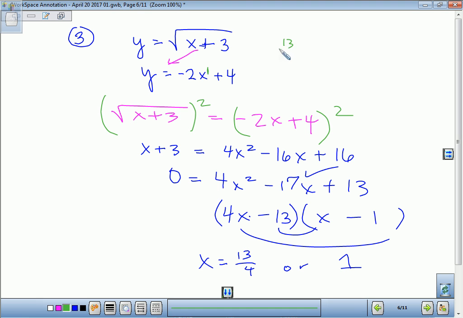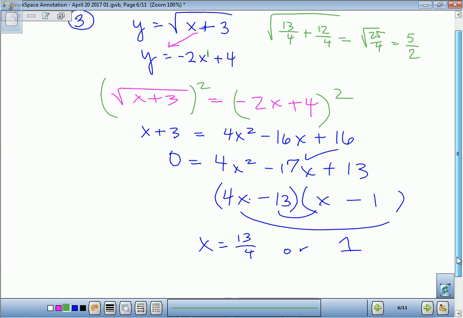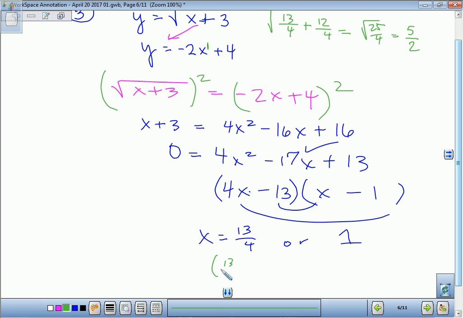So in this case, we're plugging it in here. When we do 13 fourths plus 3, 3 is the same as 12 fourths. Okay? So this is 25 fourths. And the square root of 25 is 5. The square root of 4 is 2. So one solution is 13 fourths, comma, 5 halves.